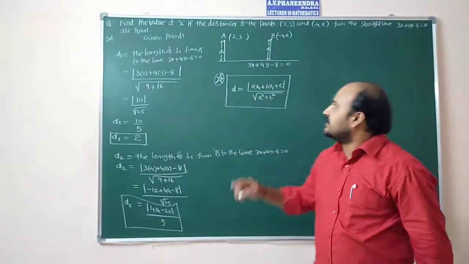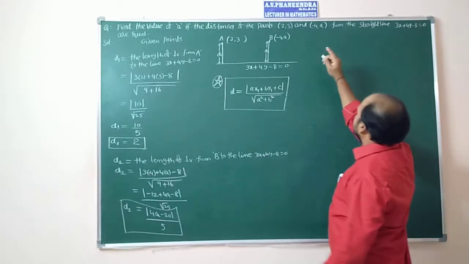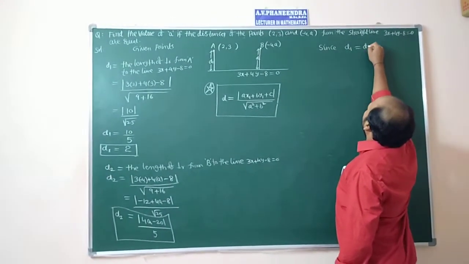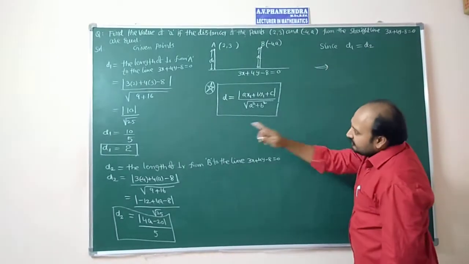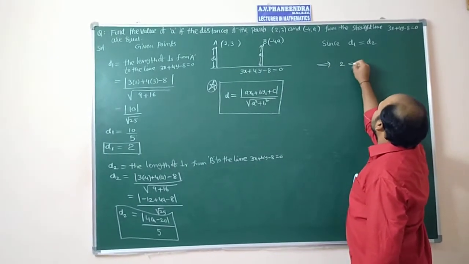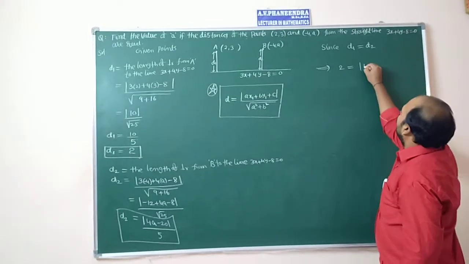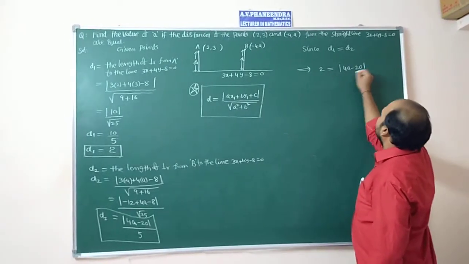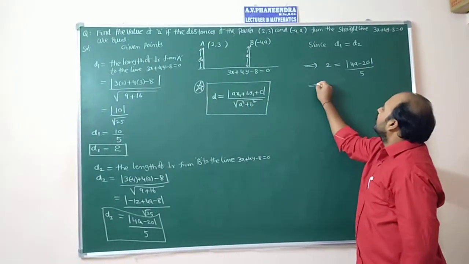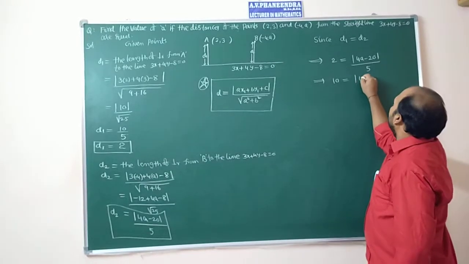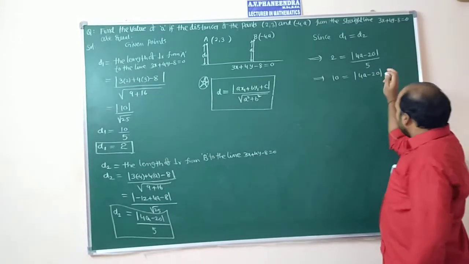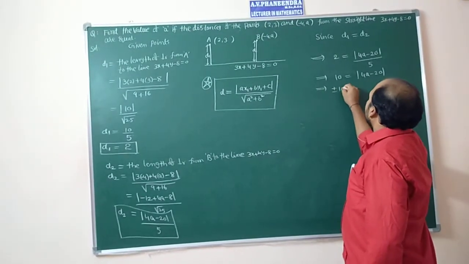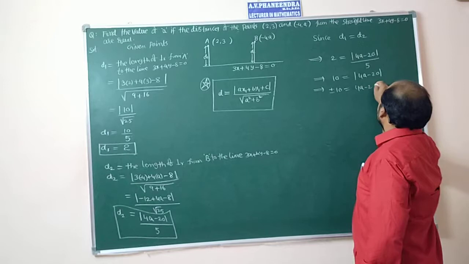Since the distances are equal, D1 equals D2. That implies what is D1? D1 value is 2. D2 means mod 4a minus 20 divided by 5. Cross multiply: 10 equals mod 4a minus 20. If we remove the mod, plus or minus cases will come. So plus or minus 10 equals 4a minus 20.